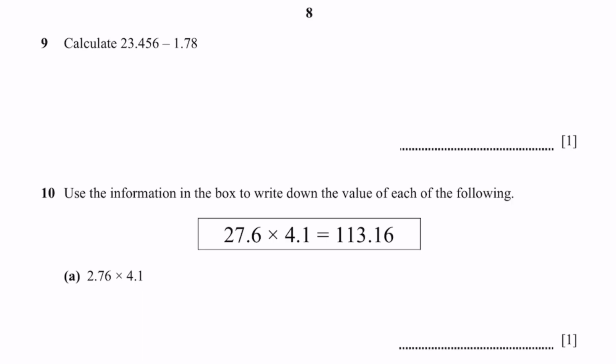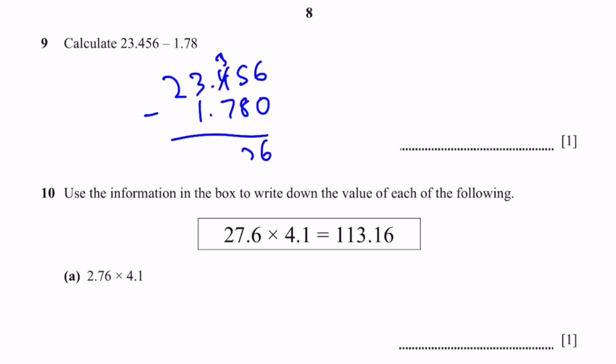That's the answer. Question 9. Calculate 23.456 minus 1.78. If we do it correctly, just bring it like this. 23.456, and 1.780, because this place is 1.780. Subtract, we get 6, and then we have a 7, because we borrowed 1 from here. This becomes 15. So 3 minus 7, we borrowed 1 from here, so we get 13 minus 7, which is 6. And then we have 21.676. That's the answer.